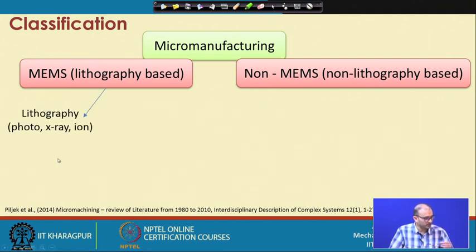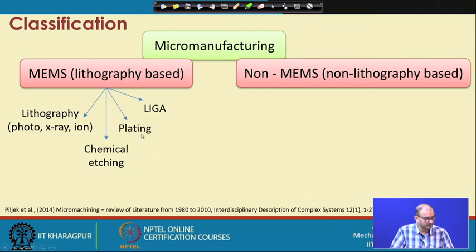Here one is the lithography process, second is chemical etching, third one is LIGA that we have discussed in the last classification also, and there is plating. Here the main one is the lithography process. Lithography is many things. One is optical lithography, that is called photolithography.